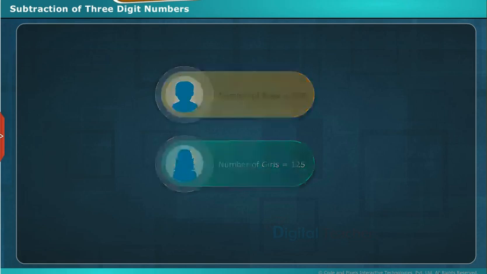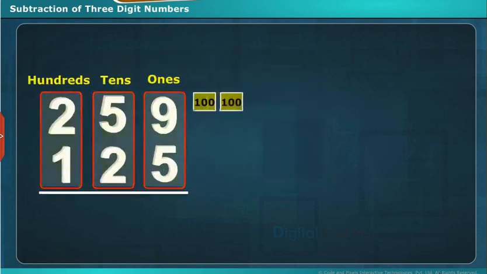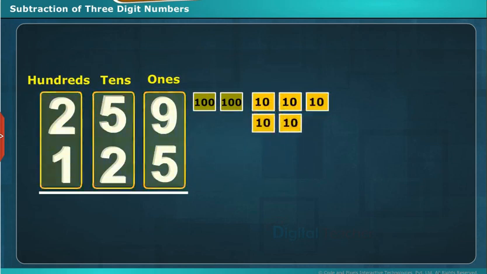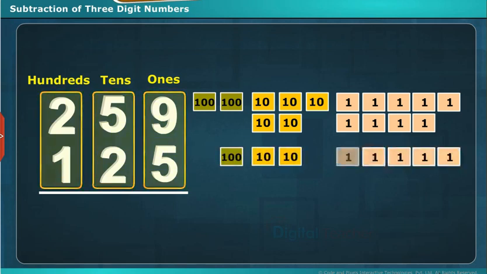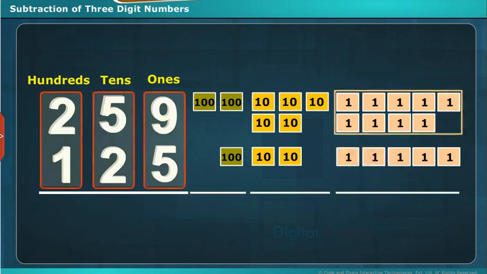So, for the number 259, there are 2 hundreds, 5 tens and 9 ones. Similarly, for the number 125, there is 1 hundred, 2 tens and 5 ones. For the subtraction of these numbers, we have to subtract the ones place, tens place and hundreds place by striking out the respective numbers as shown on the screen.